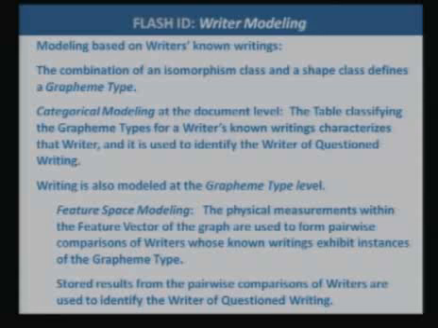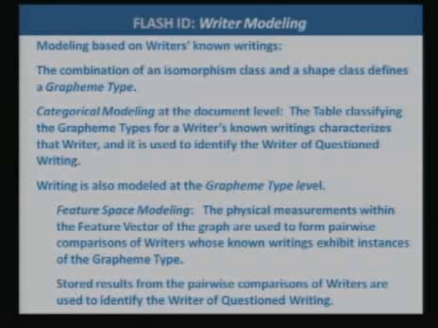If we were to deal with a categorical summarization of a whole document, look at the frequency table of the grapheme types, then for a writer, if we take that frequency table of the writer's known writings, that characterizes the writer. And in some of our applications, we use that frequency table of grapheme types in order to do writership identification for a question document. Although when I talk about Flash ID, I'll talk about a different kind of modeling.